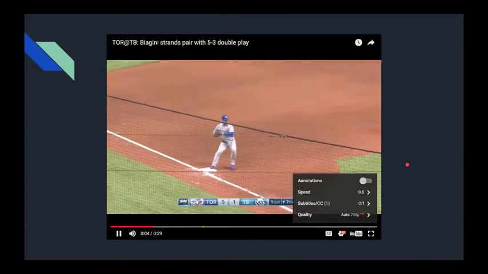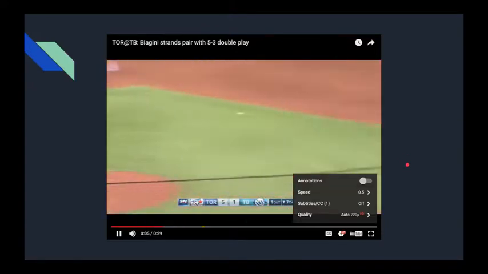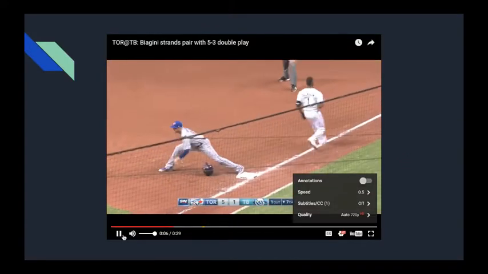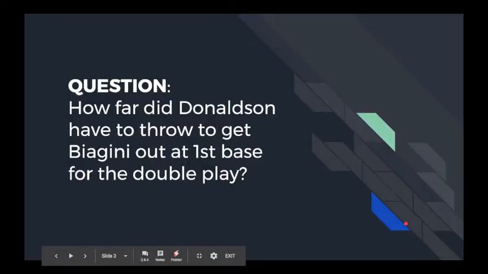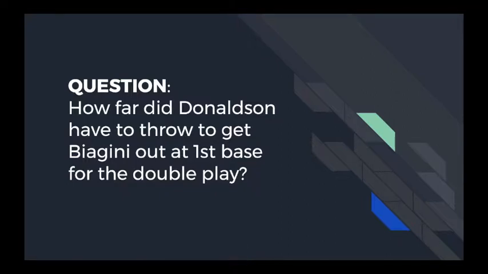So it goes to the third base, they touch third, and they throw it straight across the diamond over to first base. So what we're going to be doing for this example is asking, how far did Donaldson have to throw to get Biagini out at first place for the double play? So we want to know how far that ball traveled when he threw it.